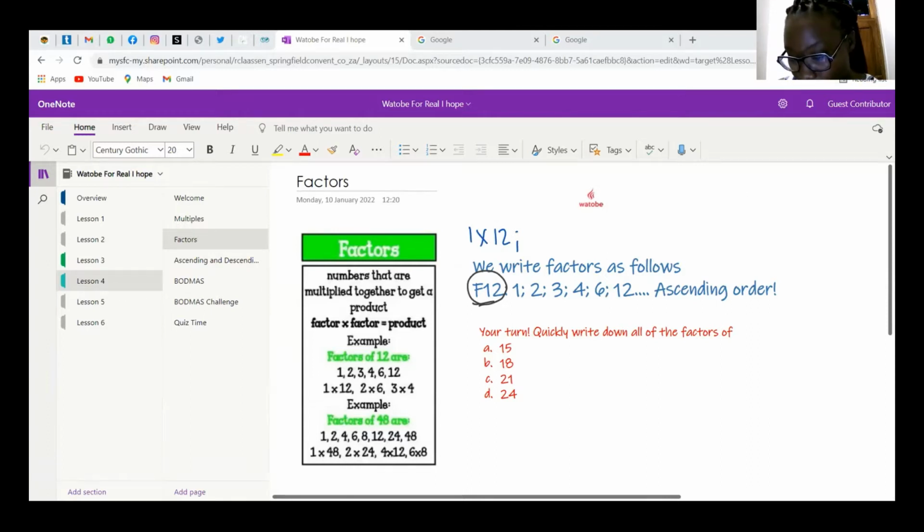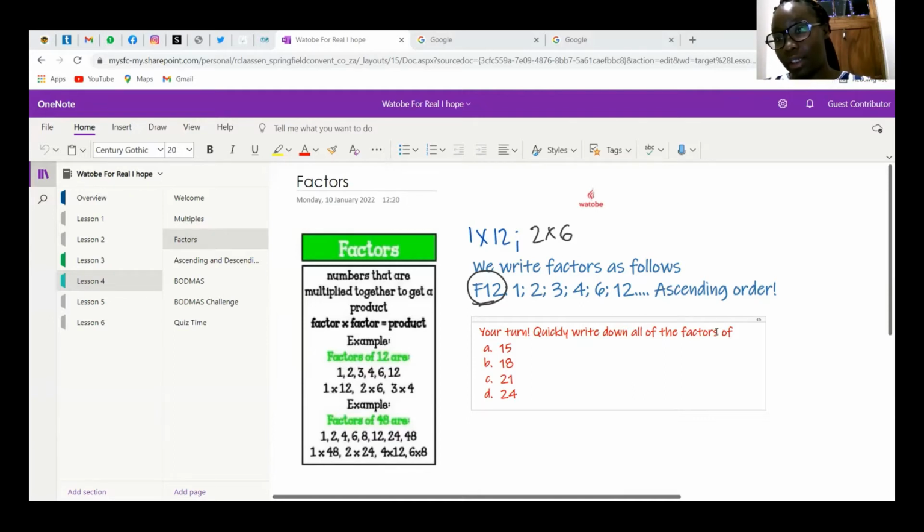Okay, let's think about this. I'm going to give you 1 number. I'm going to give you the number 2. Okay, 2 times what is going to equal 12? 6, exactly. So 2 times 6 is going to give me 12. And Buhle, what this tells me is that 2 and 6 are both factors of 12. We call them factors of 12.